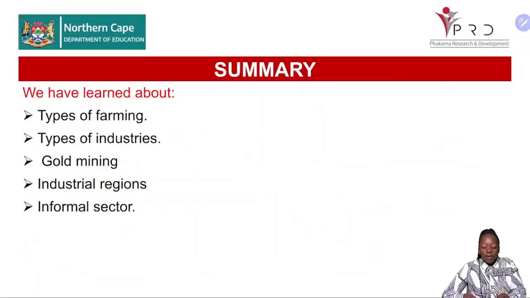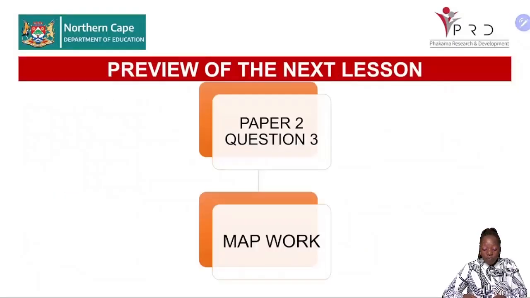So, to summarize what we have learned so far, we have looked into the types of farming, we have looked into the types of industries, your gold mining, we have looked into the industrial region, which is the PWV, and then the informal sector. So to give you the preview of our next lesson, we will still be focusing on paper 2, but we're going to look at question 3. You will remember that question 3 consists of your map work.